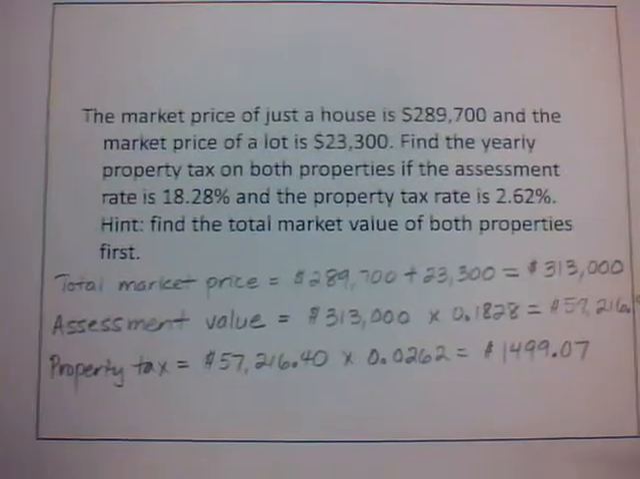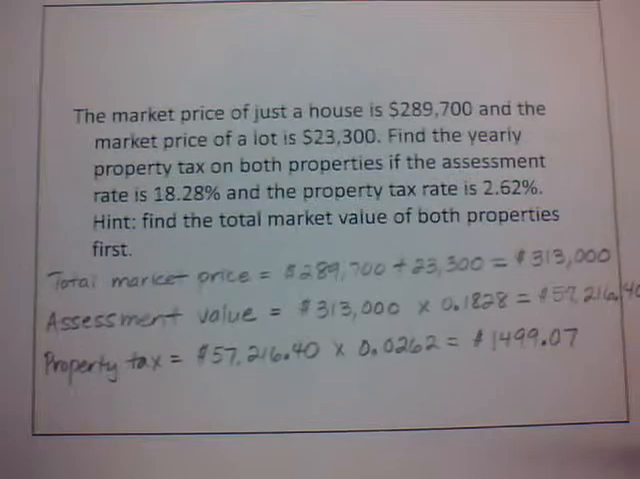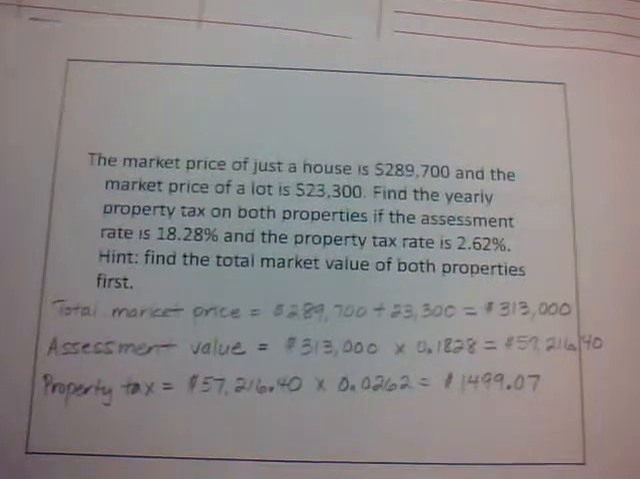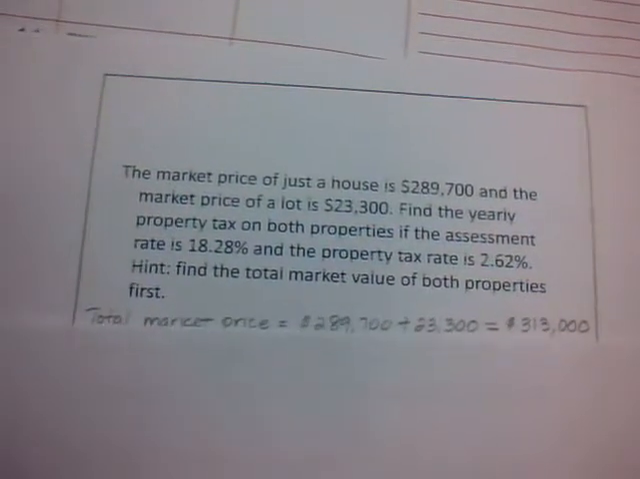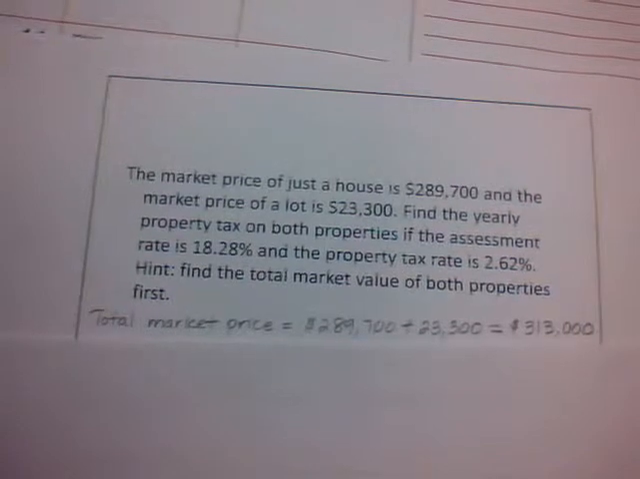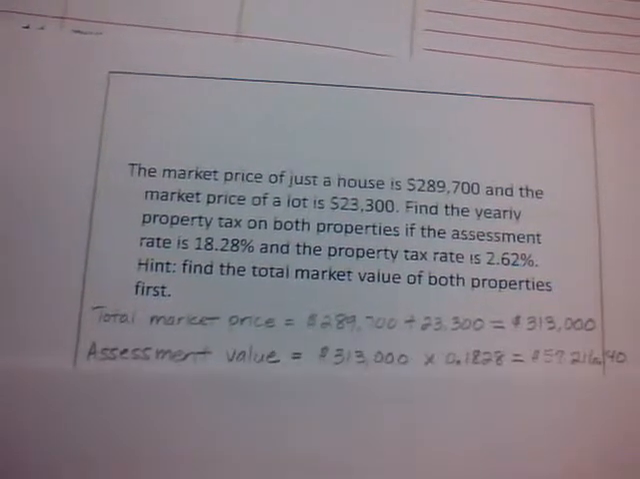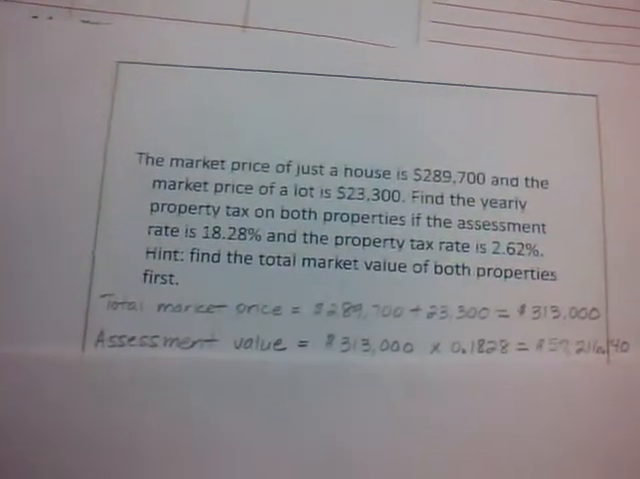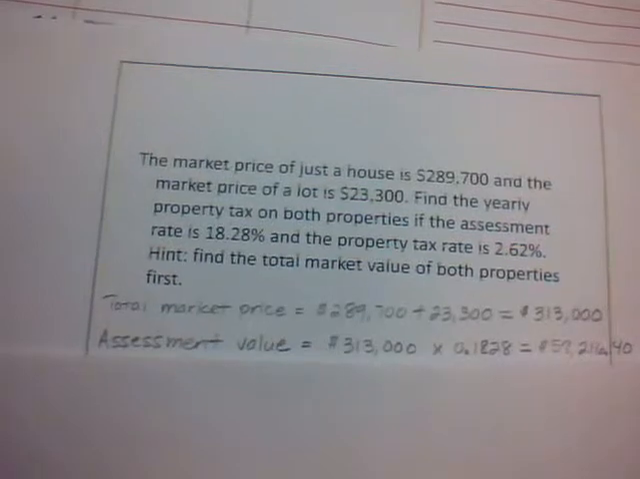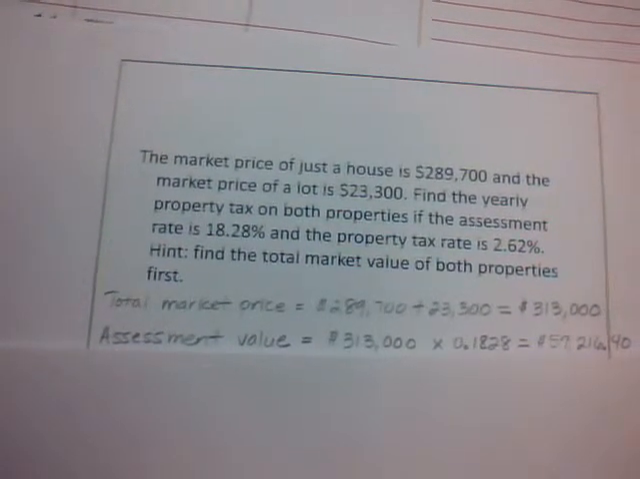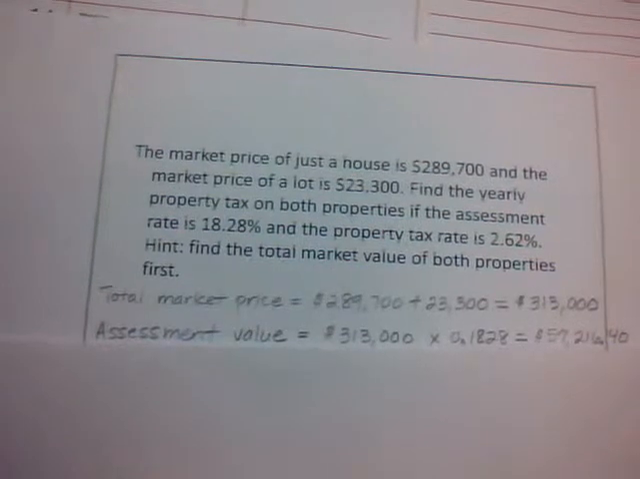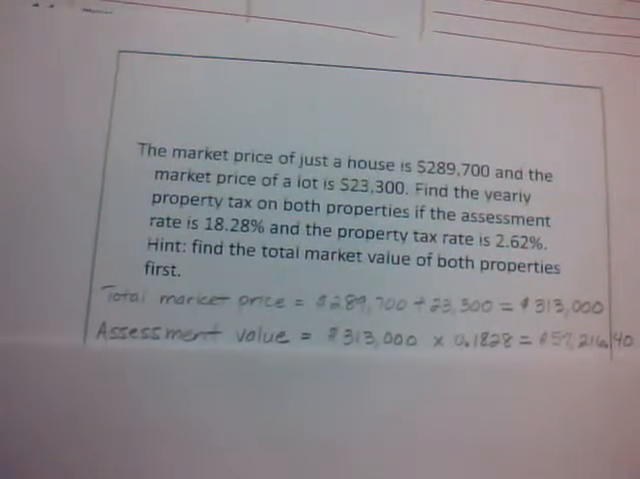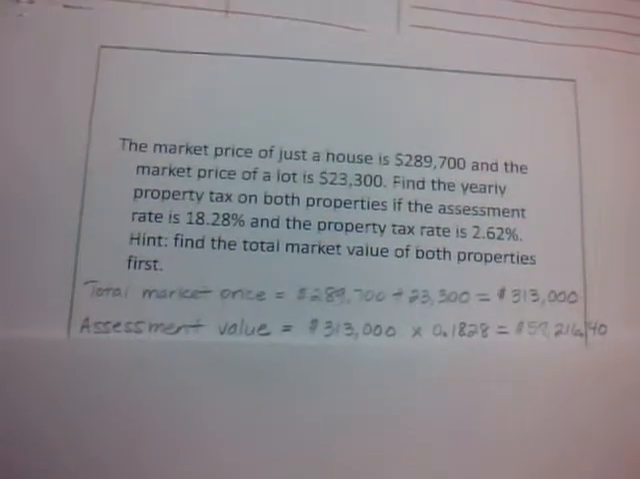So here, we're going to add the $289,700 to the $23,300, and you'll get $313,000. So that represents the total market price. And from that, we go ahead and find out what the assessment value is by multiplying $313,000 by 18.28%. As a decimal will be 0.1828. So 0.1828 times $313,000 will be $57,216.40. That's the assessment value.